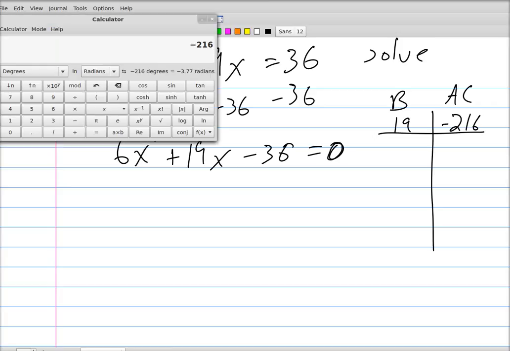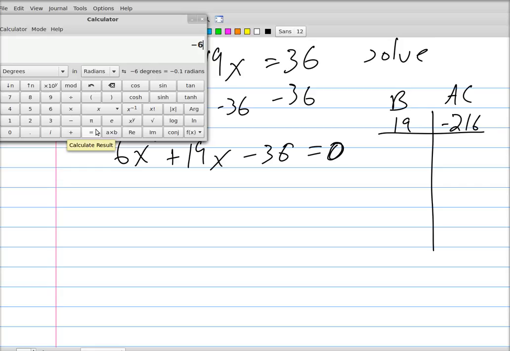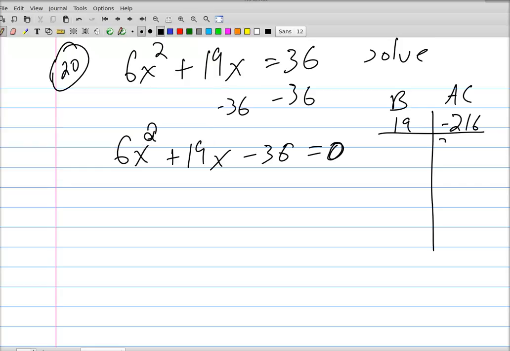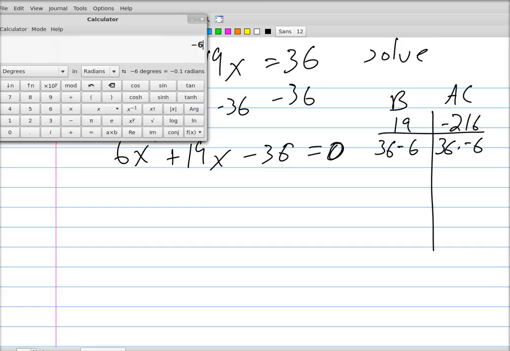So let's take a look at some factors of 216. I know that's going to be 6 times 6 times 6. So 36 times 6 would certainly be a factor. If I divide that by 36, I would get negative 6. And 36 minus 6 is not going to get me what I want. That's only going to give me 30. So I know that's not the numbers I want to use for my AC method. Let's try a couple others.